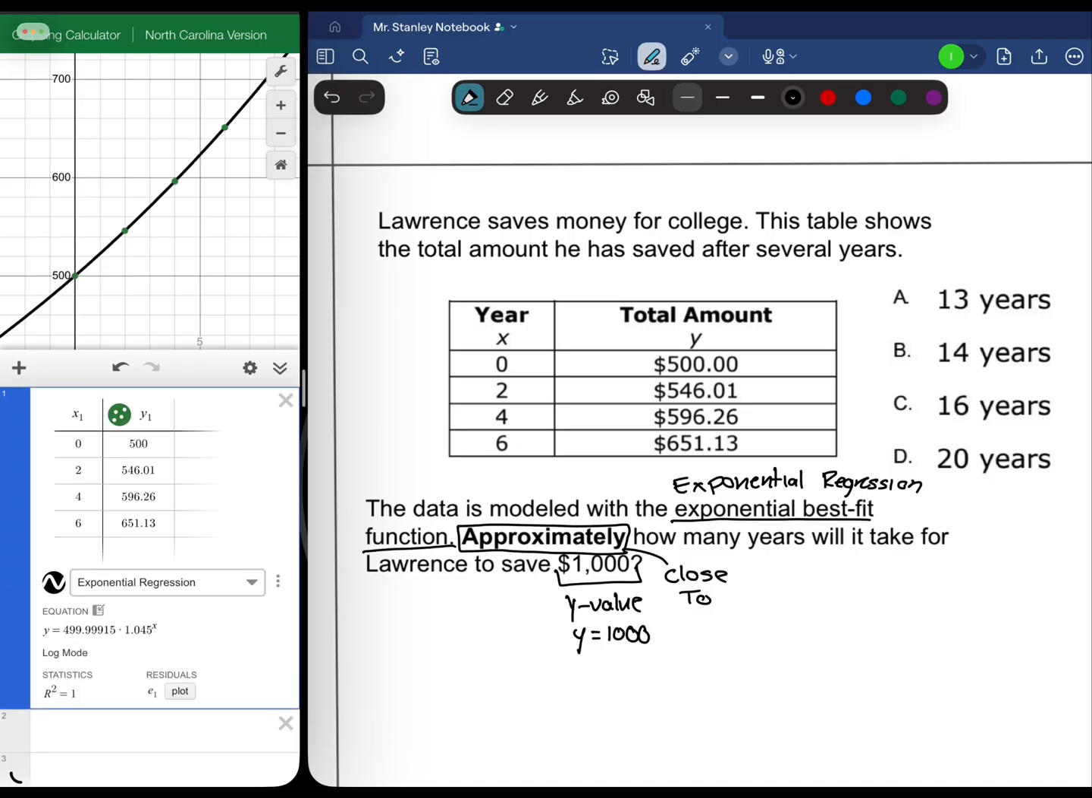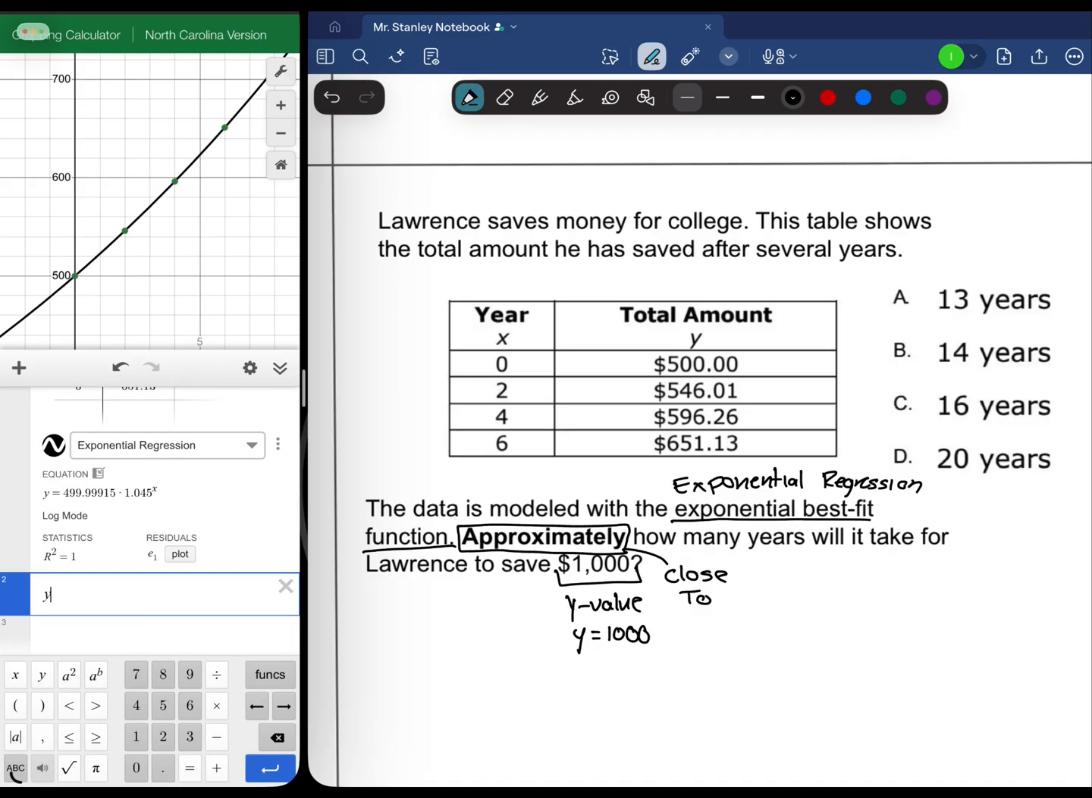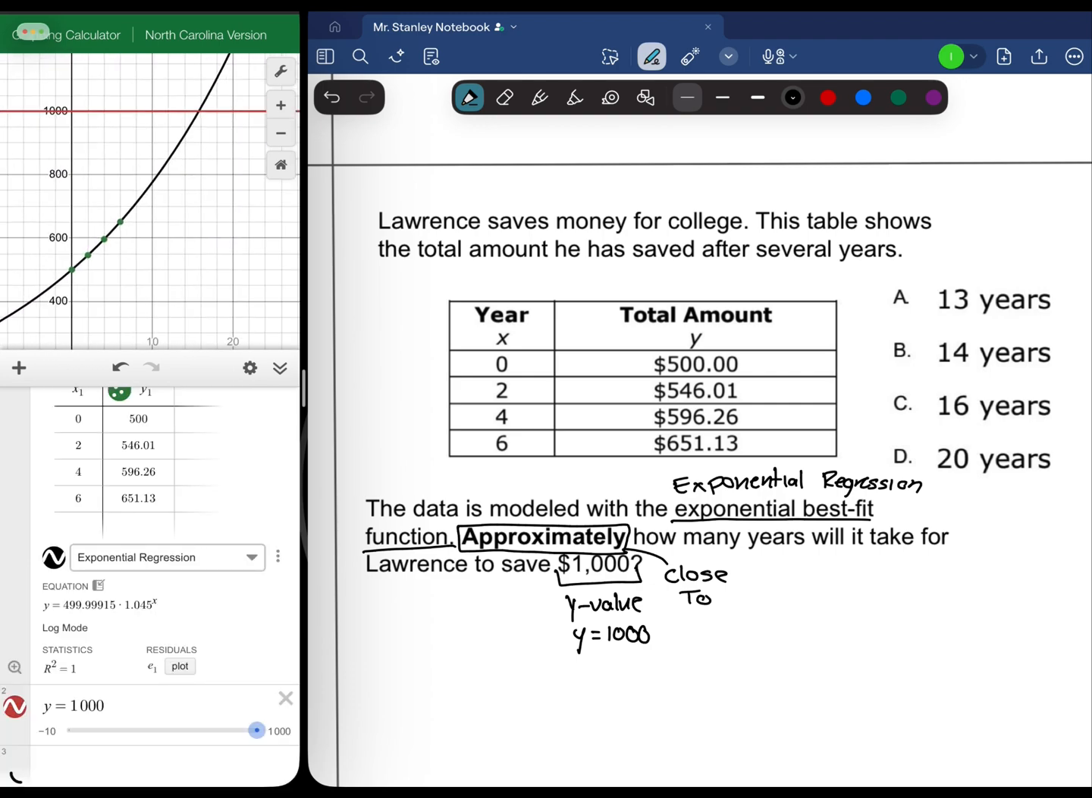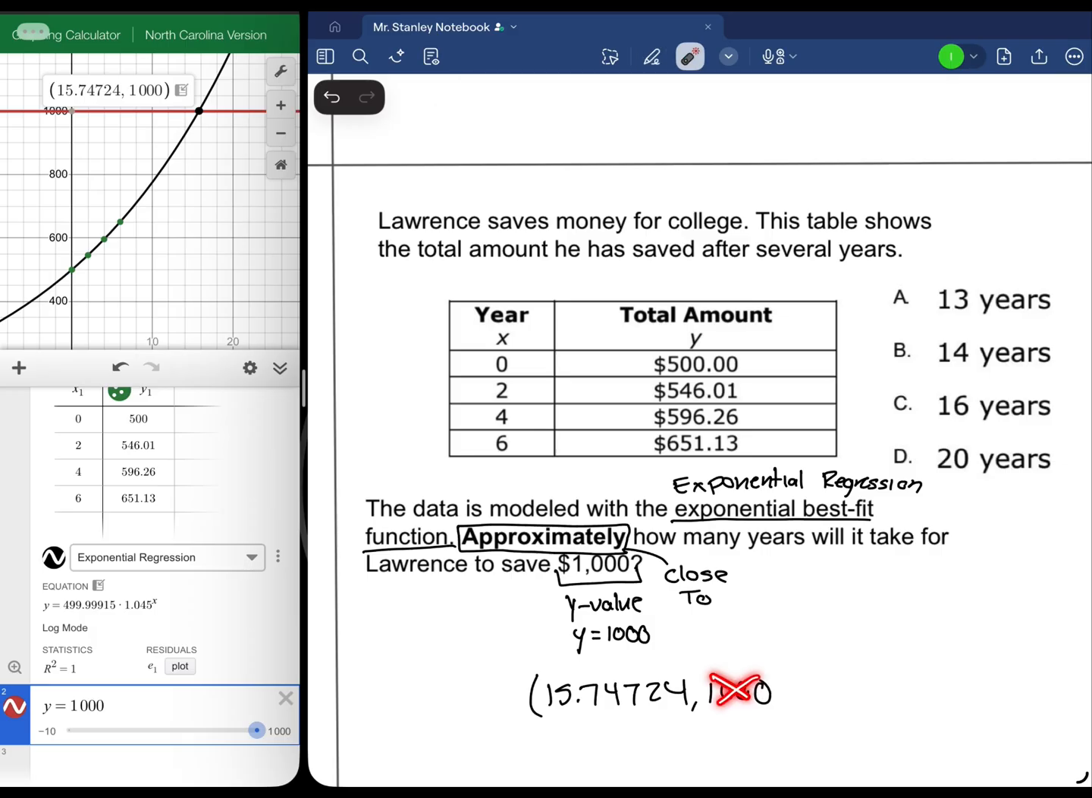Now from there, we're going to start our new line, our y equals 1,000. Now in this one, it didn't just show up for us, so we got to kind of move it around to find the other line or zoom out. When we find it, get our point of intersection, get our ordered pair. In our ordered pair, we got 15.74724, comma 1,000.